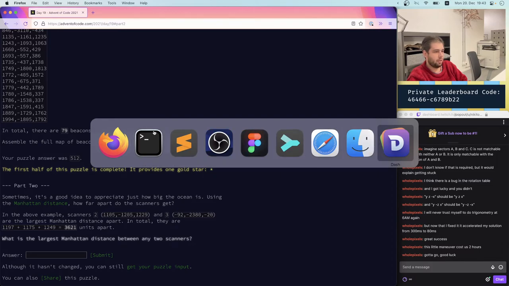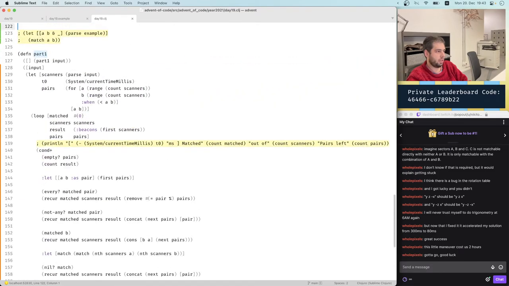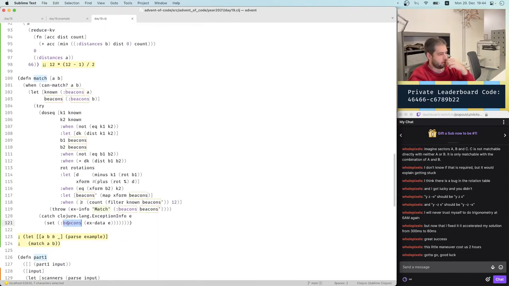Okay, and I have 15 minutes to solve this, right? But we got stuff kind of set up. So when we match, we actually do know the offset, so we can calculate the coordinate of the second of each scanner, right? Like here, when we return beacons, we also can return D, and D would be the distance.